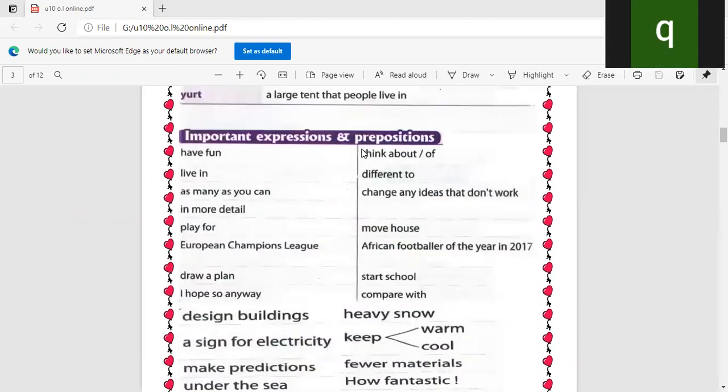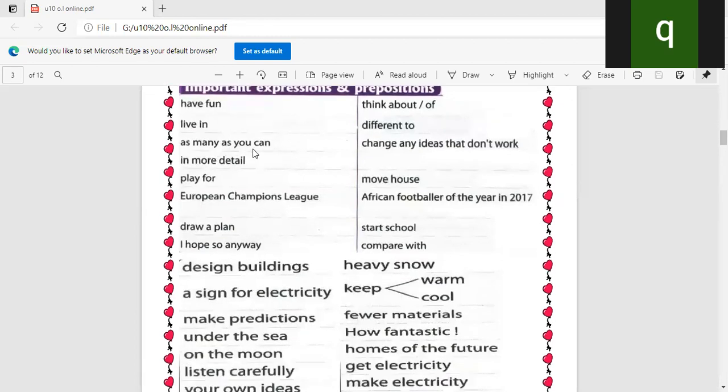We have important expressions and prepositions in this unit. Have fun, or let's have fun. Live in. As many as you can, in more detail. When you talk about something in detail, you say everything about it. Play for European Champions League. Draw a plan, I hope so anyway. Think of or think about something, something different to. Change any ideas that don't work. Move house means to go to another house, a new house.